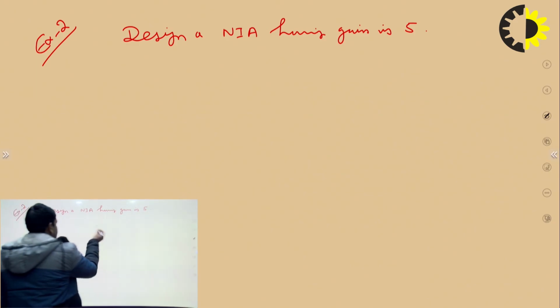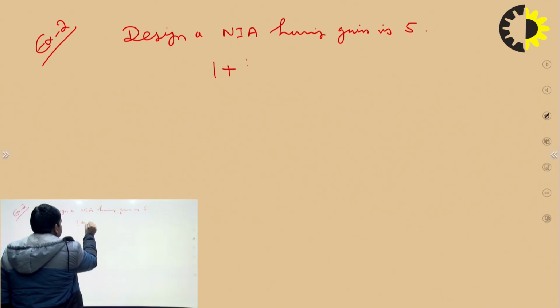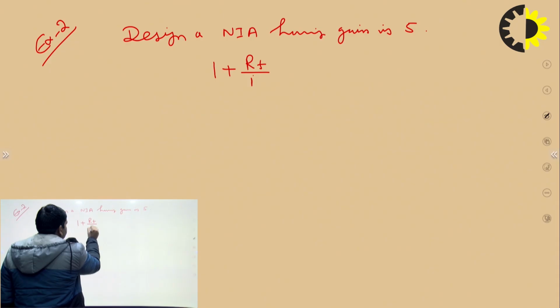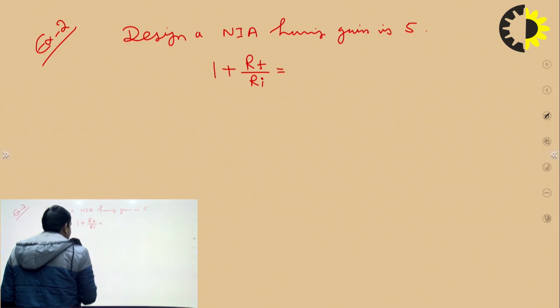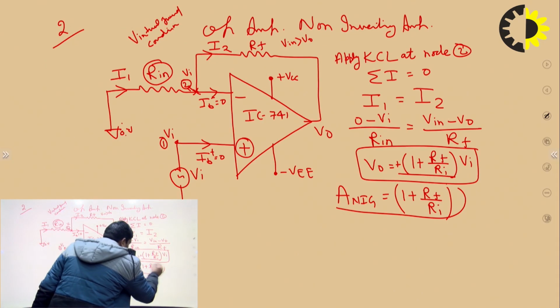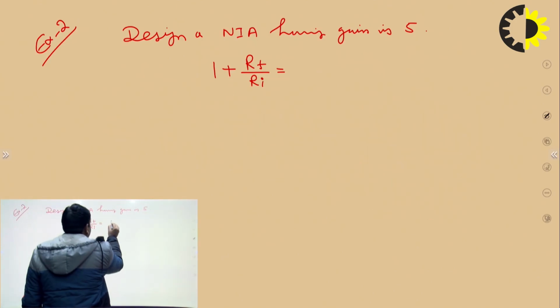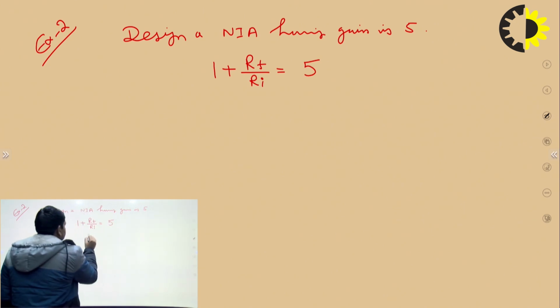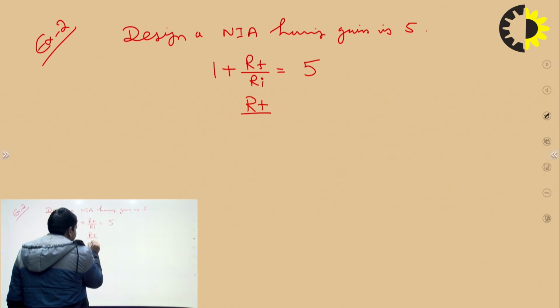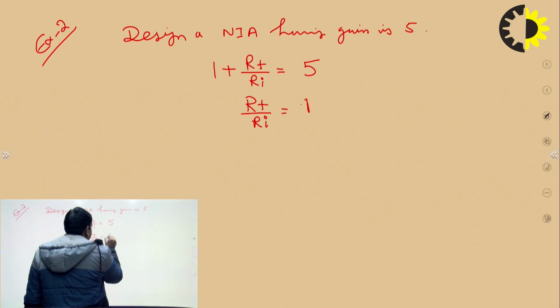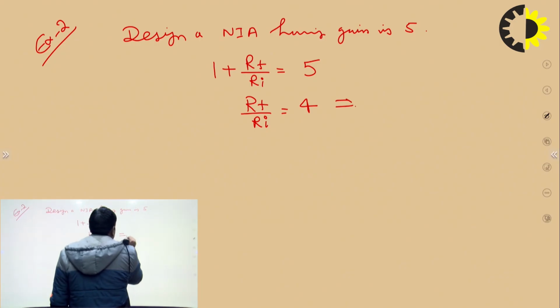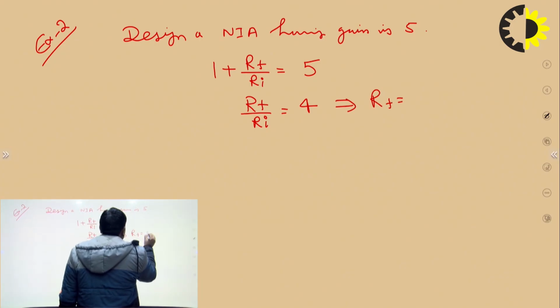So how do we calculate it? We know the gain in a non-inverting amplifier is 1 + Rf/Ri. So 1 + Rf/Ri is equal to 5. So Rf/Ri, the feedback resistance upon input resistance ratio, is 4. Which implies that the feedback resistance value is 4 times the input resistance.